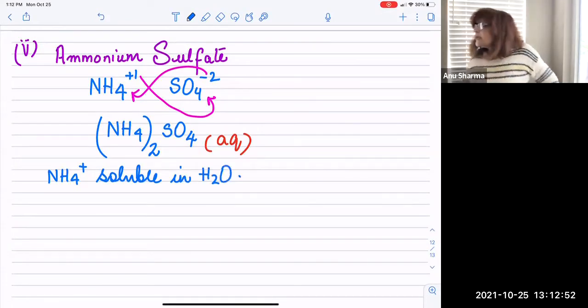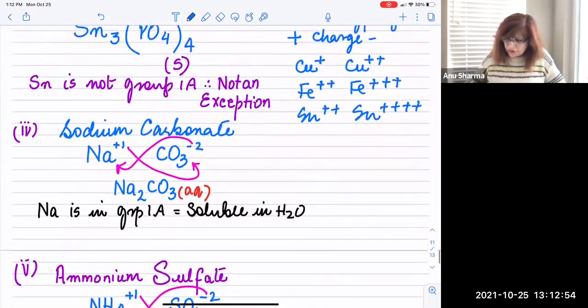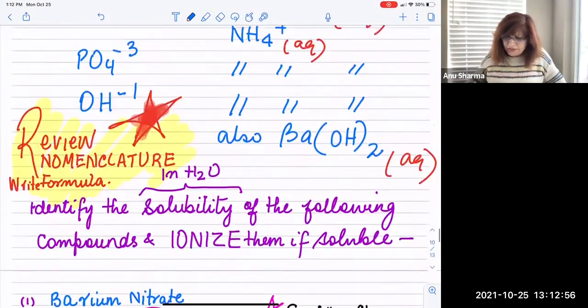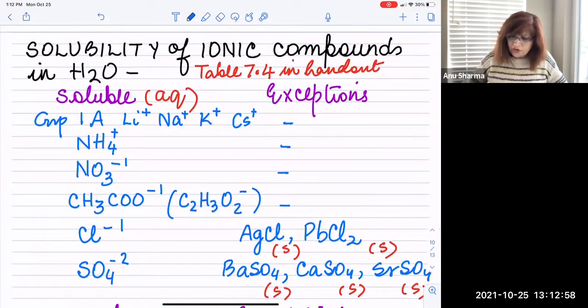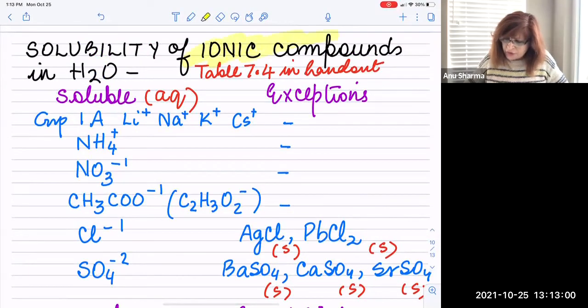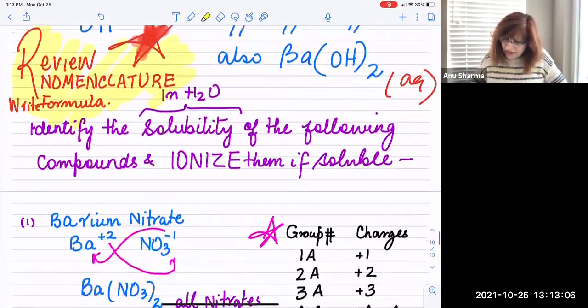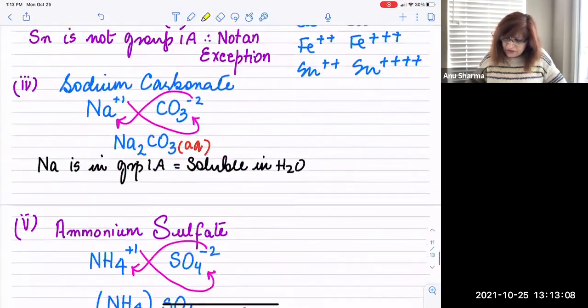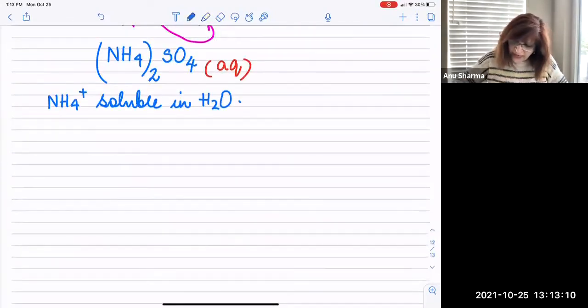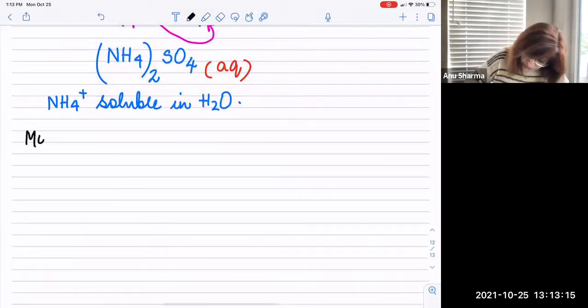Okay, so we covered quite a bit of this, the rest is just practice. So just make sure that you understand the solubility of ionic compounds, which is based on these solubility rules, okay? And then I learned to ionize them, because now we are looking at the next part, which is the molecular equation.